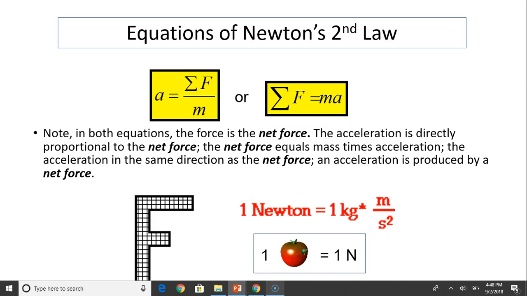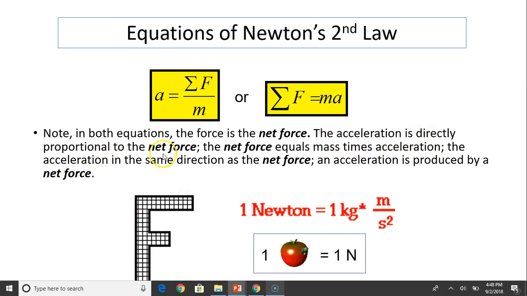Equation for Newton's second law. Acceleration, just as it states, is directly proportional to the net force and inversely proportional to the mass. This equation is in your reference table. You rearrange it, you can write down net force equals mass times acceleration. Note in both equations, the force is the net force. See the net here? It's a net force.